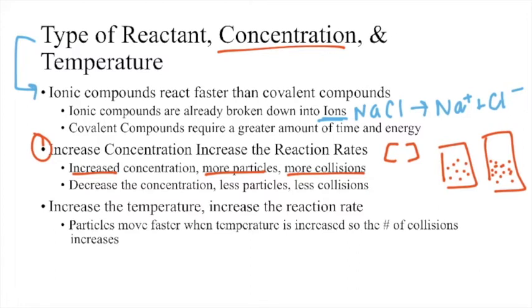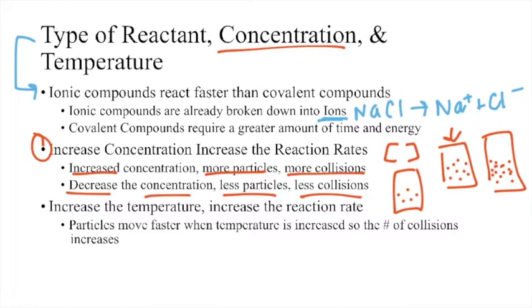If we go the other way and we decrease the concentration, we have fewer particles and fewer collisions. So let's have our beaker over here. This was our initial, and now we have less, so there's less opportunity for collisions to occur, and our reaction rate is going to go down.